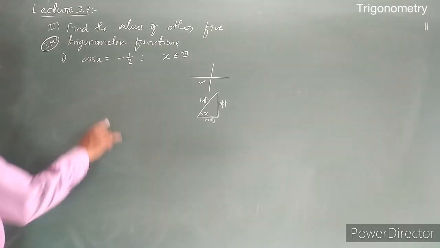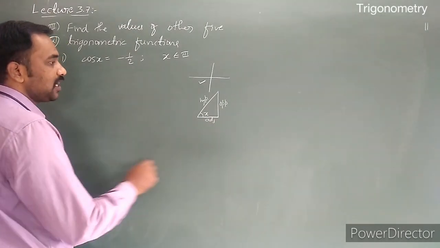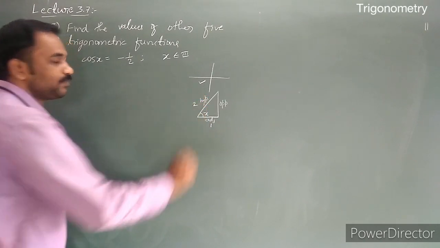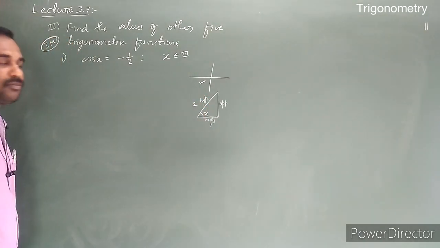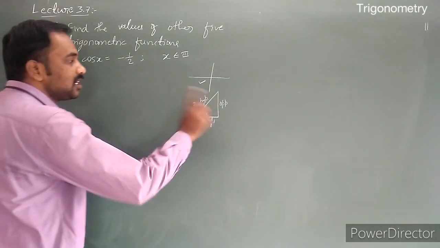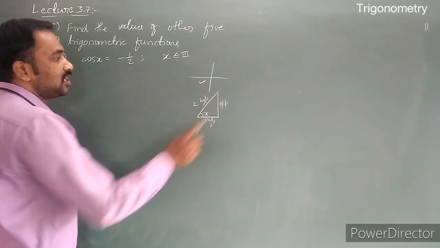Cos x is given. What is the definition of cos x? Cos x is adjacent divided by hypotenuse. Adjacent is 1, hypotenuse is 2. What is the opposite side? By using the Pythagoras theorem, we can easily get it. What is the opposite side?